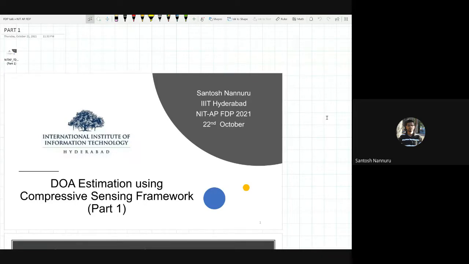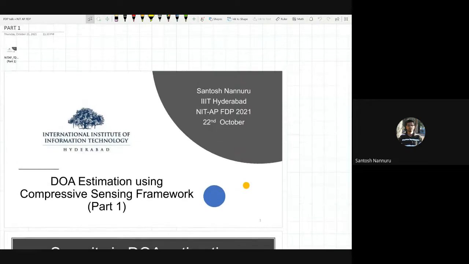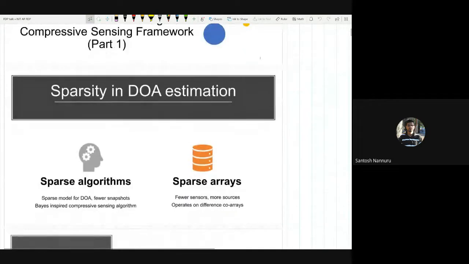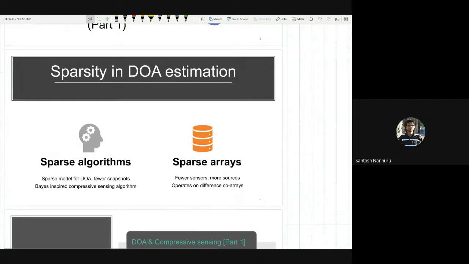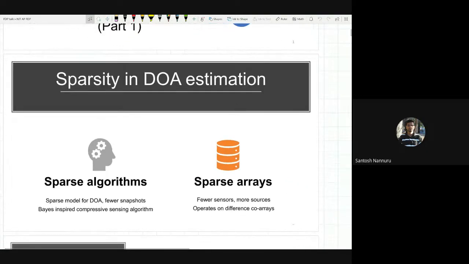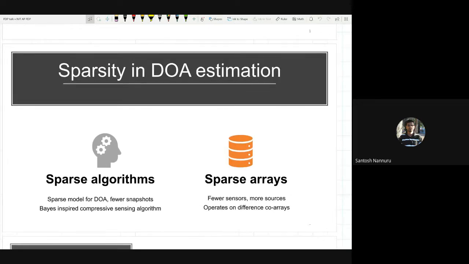So I assume over the course of the workshop, the past 3-4 days, we have probably learned a lot already about this paradigm of signal processing. Sparse signal representations, how they work, what are the various algorithms in that scenario, and various results and applications related to that. Even then, I will be discussing some compressive sensing algorithms as well along with the application. So the problem is DOA estimation. Okay, so how does sparsity arise in the direction estimation problem? We look at two aspects of this. One is sparse algorithms.